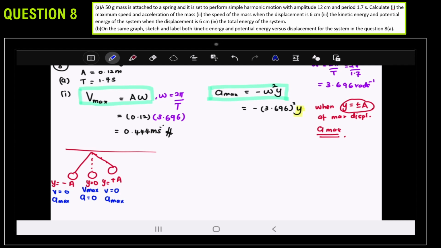Now we can straightly calculate. Negative 3.696 squared, and y is the maximum displacement, which is the amplitude, 0.12. For acceleration, we can take y as positive or negative A, and we can take the positive value. A maximum is 1.64 meter per second squared. The negative sign is for the direction, and we want the magnitude, so the magnitude of the maximum acceleration is 1.64 meter per second squared.